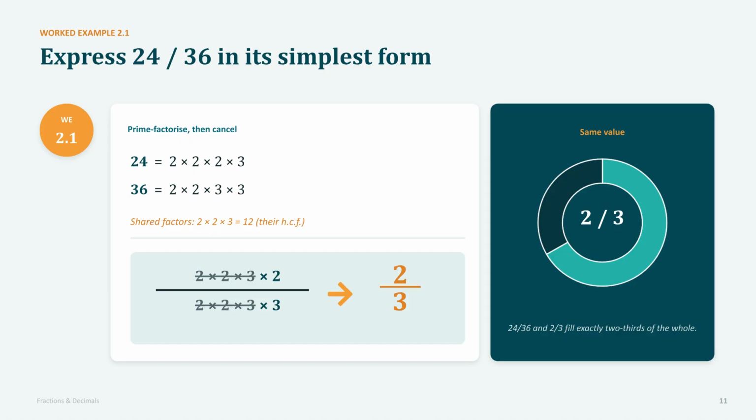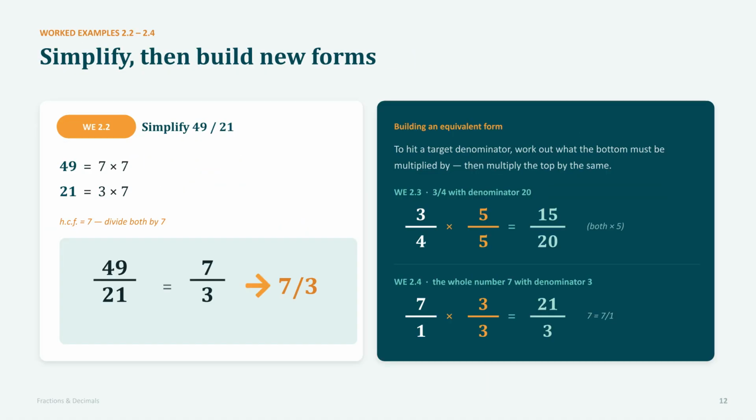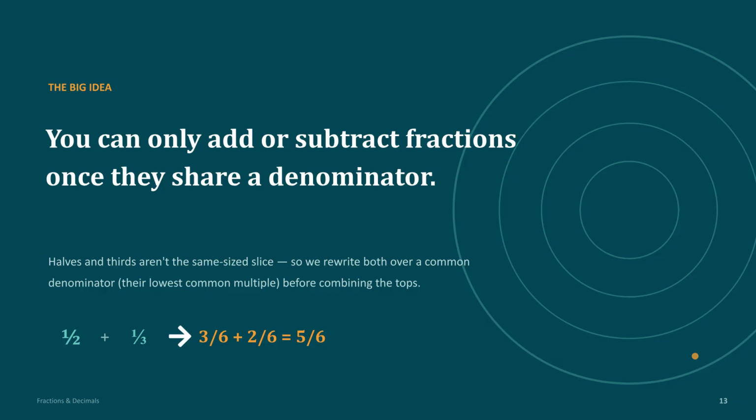Here is an example. To simplify 24 over 36, we prime factorize both numbers, identify the shared factors, and cancel them to find the simplest equivalent form, which is 2 over 3. You can also build equivalent fractions. If you have a target denominator, determine what the original denominator must be multiplied by, and apply that same multiplication to the numerator. The big idea when adding or subtracting is that fractions must share a common denominator.